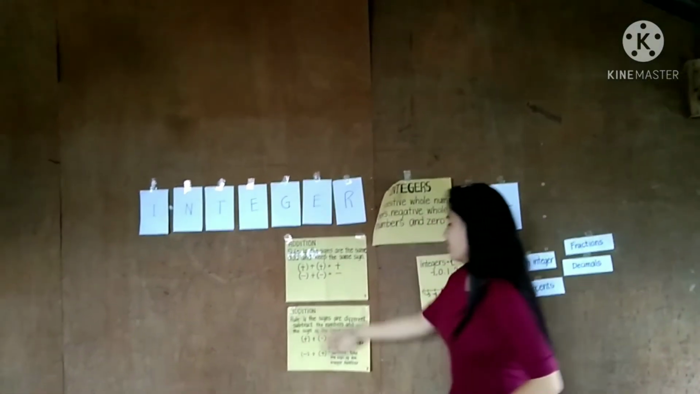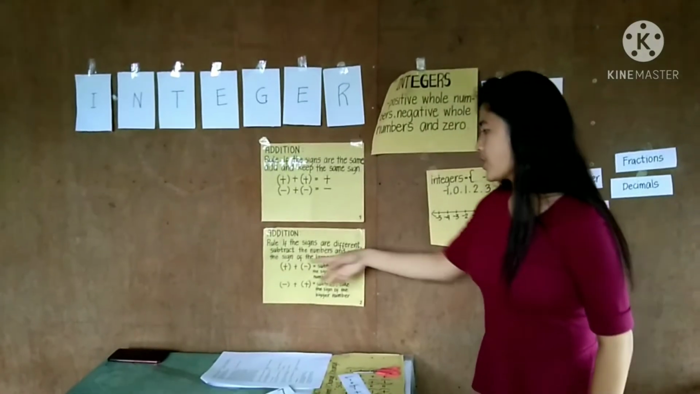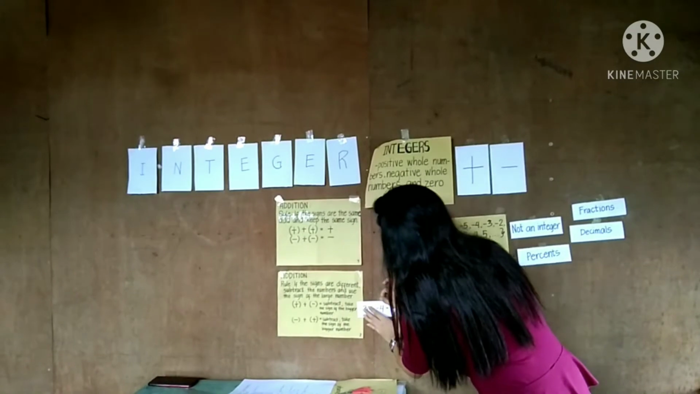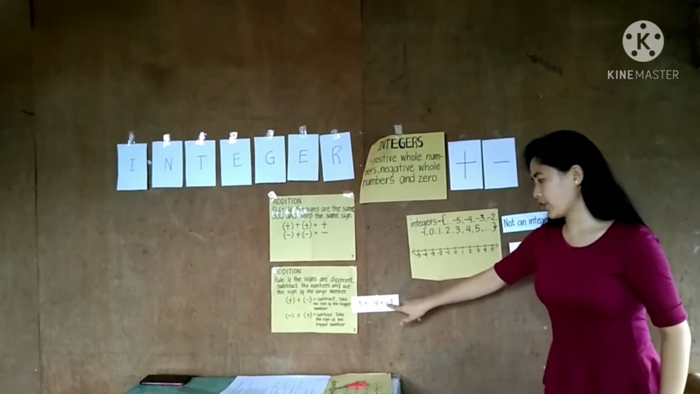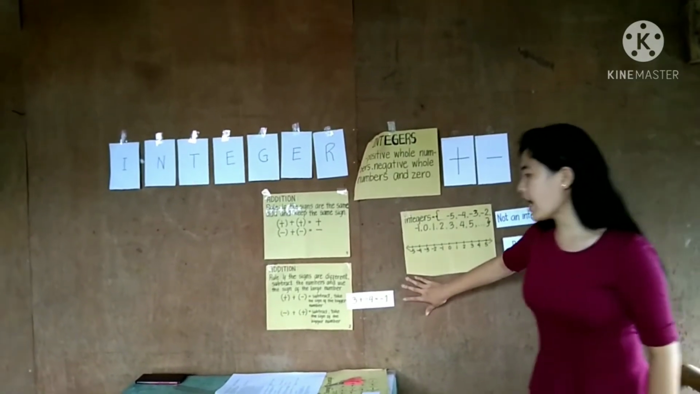Okay. If the signs are different, subtract the numbers and use the sign of the larger number. For example, 3 plus negative 4. So, 3 plus negative 4 equals negative 1. Nganong negative 1 man ang answer, ma'am?